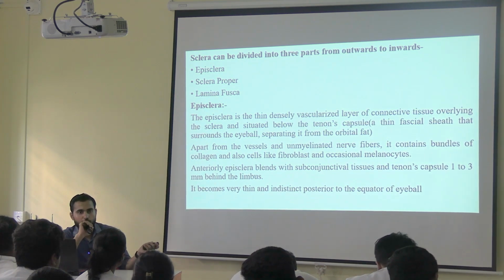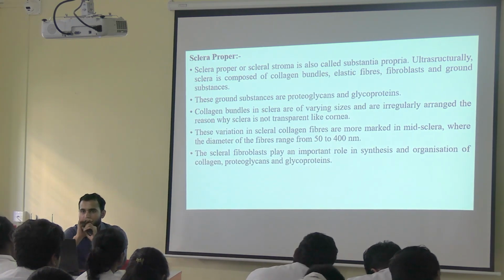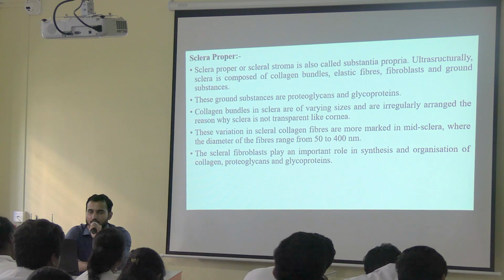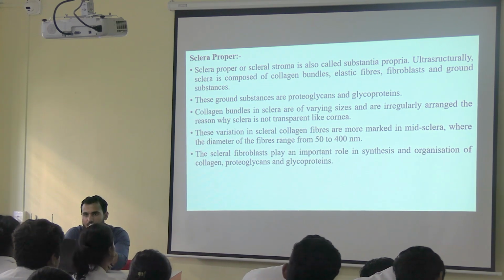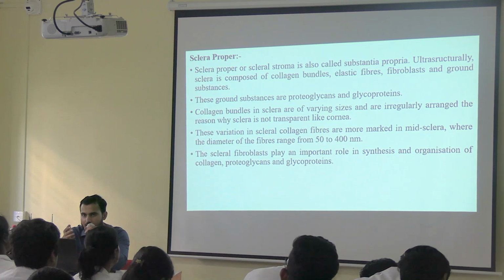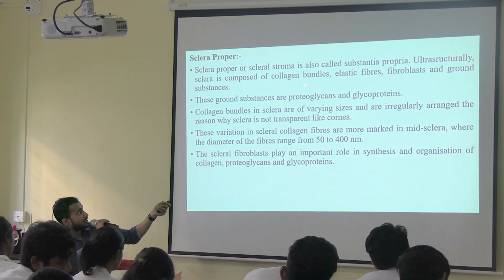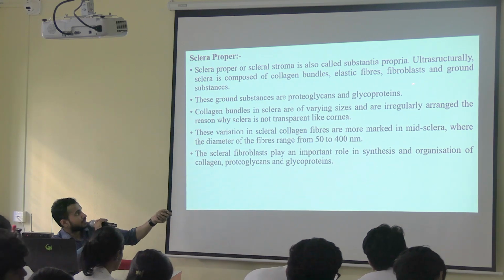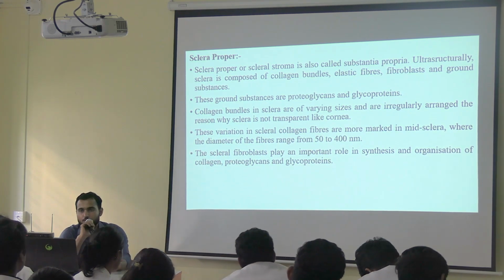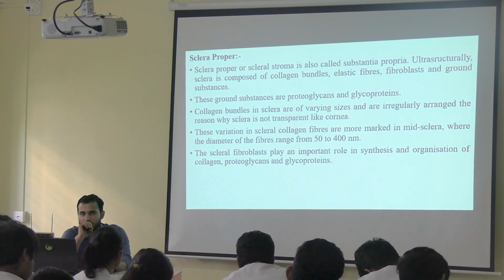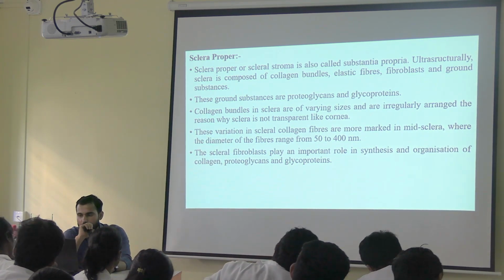Next is the sclera proper. Sclera proper is the thick part of the sclera. Most of the thickness of the sclera is made up of this sclera proper. It is also called substantia propria. Now, if you see the ultrastructure, that means the EM structure, what will you see? It is made up of bundles of collagen fibers, elastic fibers, fibroblasts, and along with that, some ground substances are also present, that is proteoglycans and glycoproteins. These are the components of the sclera proper.